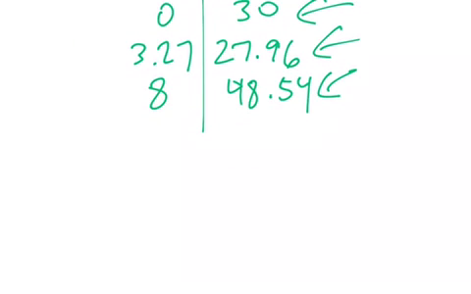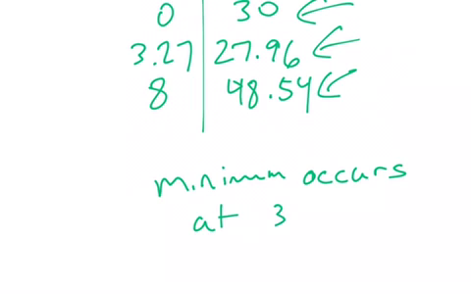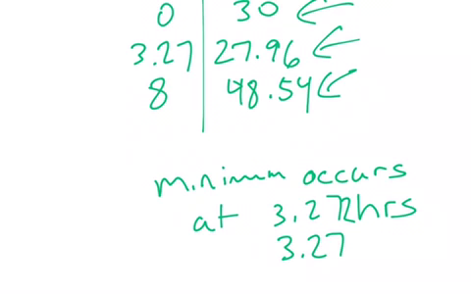Obviously it's 3.27, so the minimum occurs at 3.27. Okay, and this is from earlier, it's in hours, so 3.27 hours. And that's it. Looks like they rounded to 3 decimal places. They're going to accept either of these, 3.272 or 3.271. But that's our answer. So hopefully that makes sense, and I'll see you in the next video.